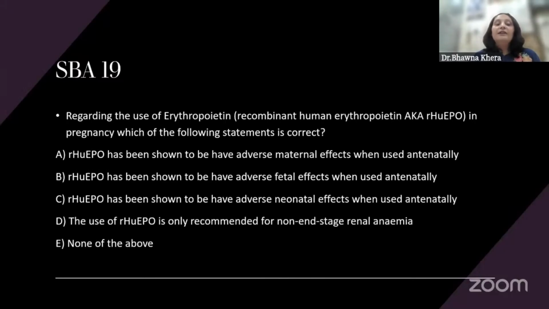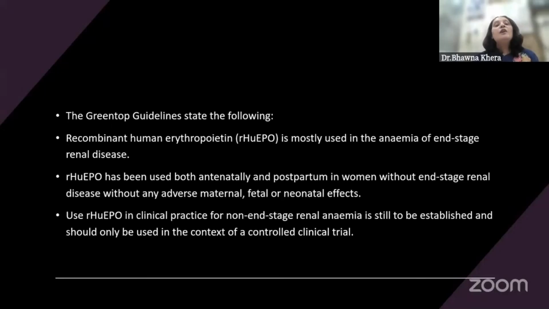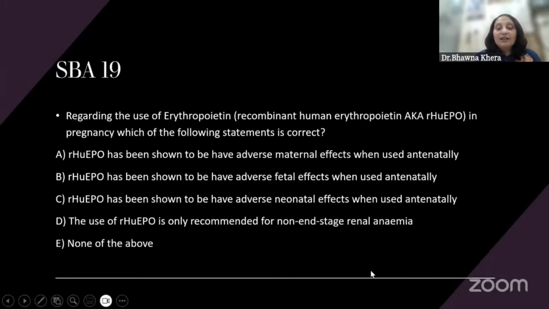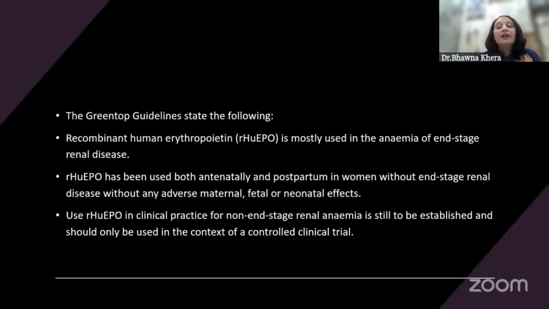So basically, the correct answer is none of the above. What does the guideline say? Guideline says that recombinant human erythropoietin is mostly used in the anemia of end-stage renal disease. So the last option, which says that it is recommended in non-end-stage renal anemia, is actually the opposite. It is recommended in the anemia of end-stage renal disease.